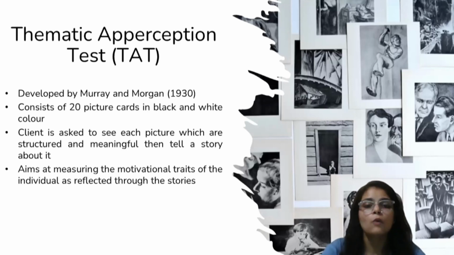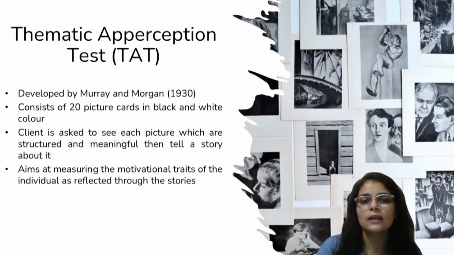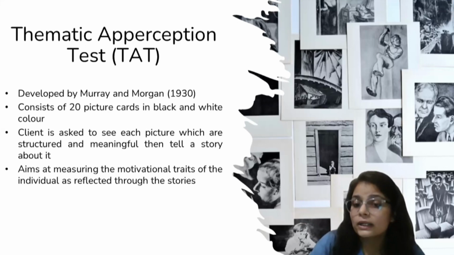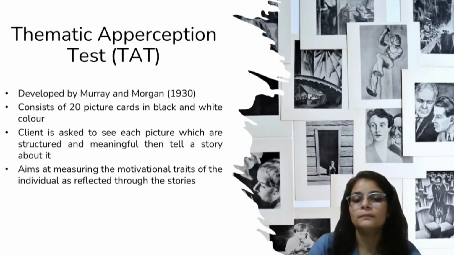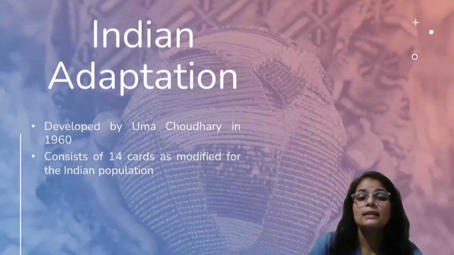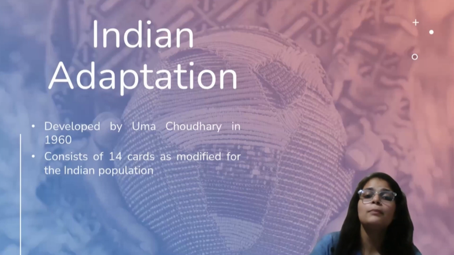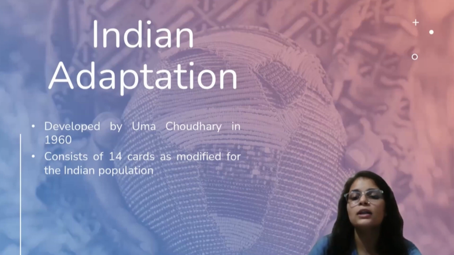Moving ahead is the thematic apperception test. It was developed by Murray and Morgan. It consists of 20 picture cards in black and white, as you can see behind me. The client is asked to look at each picture, which is structured and meaningful, and form a story about it and then tell it. It aims at measuring the motivational traits of individuals, which are reflected by the stories they form. Moving ahead is the Indian adaptation of TAT, which was developed by Uma Chaudhary in 1960, which consists of 14 cards and is modified for the Indian population.